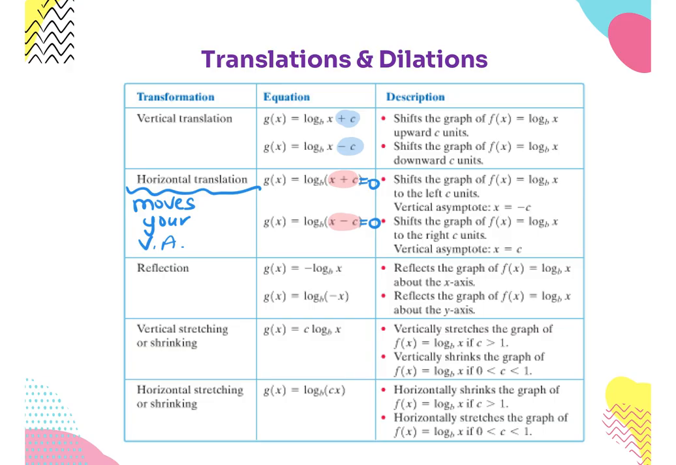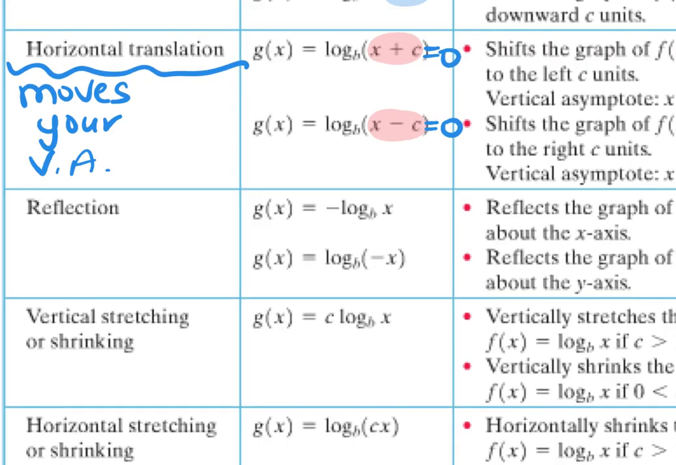If the negative's on the front, it flips it upside down. So if my parent function looks like this, then a reflection with a negative on the front is going to look like this. And a reflection inside the parentheses flips it over the y-axis so it points left.